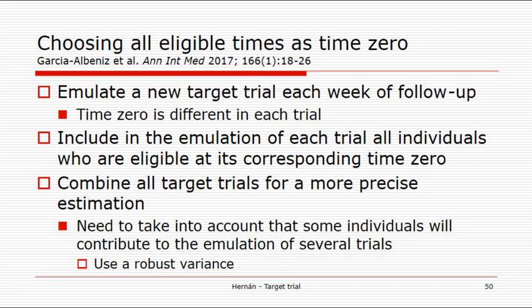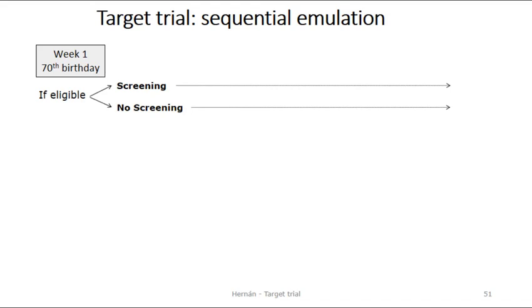If we are using all eligible time zeros, we will do it differently. We emulate a new target trial every week, say, or every month, or every day. And in each of those trials, we will check who meets the eligibility criteria and who doesn't. Let me show you how this is done. We start with an individual age 70. So this is the week of her 70th birthday. If a person meets the eligibility criteria, we put them in the target trial that starts that week and assign them to either screening or no screening.